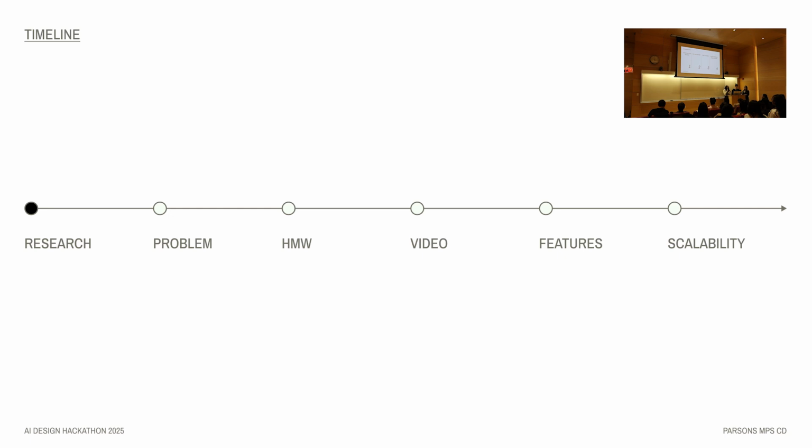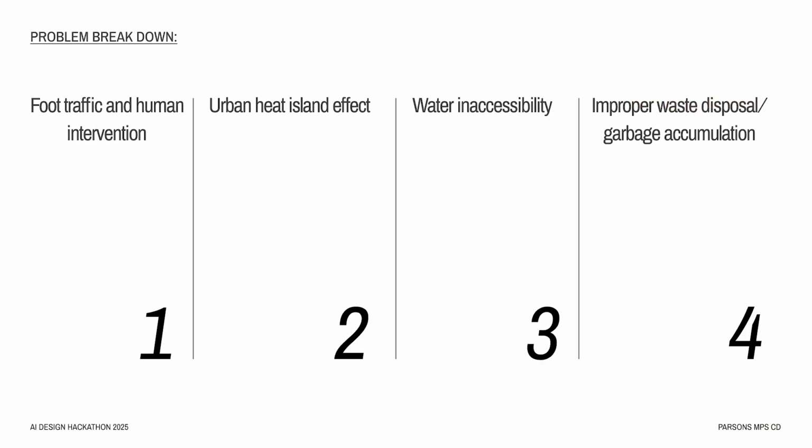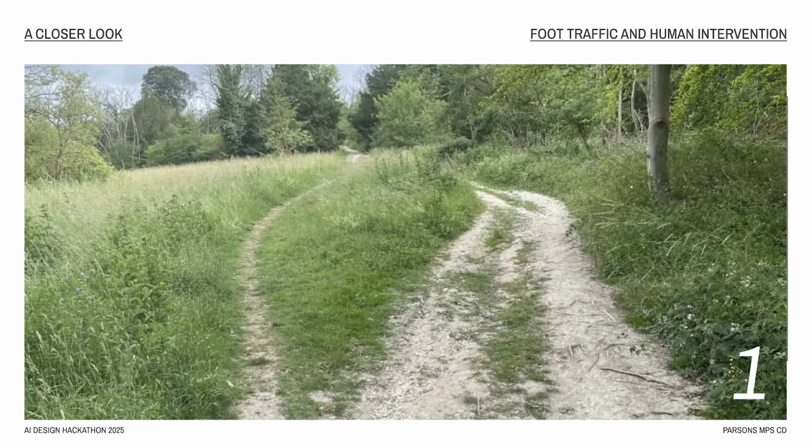So when we went through our research process, we wanted to tackle the four most recurring issues related to biodiversity. So the first issue is foot traffic and human intervention. Foot traffic could create a desired path. The number of people walk through the official trail, they walk through the grass. So it damaged the grass and the nature habitats.